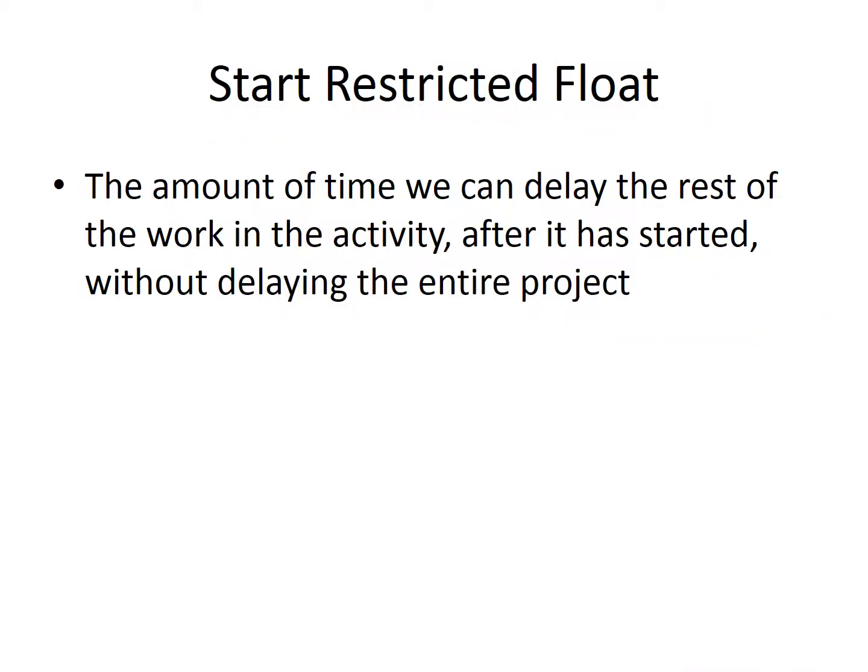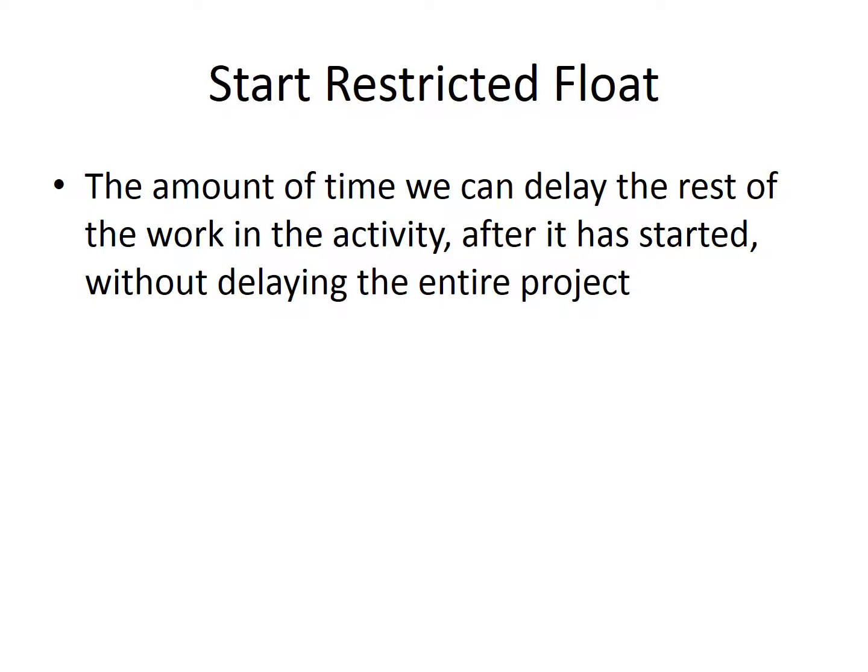We haven't discussed different types of float up until now. Up until now, we've basically been talking about total float, and with a precedence network, we start getting into other types of float. For example, start restricted float. It's the amount of time we can delay the rest of the work in the activity after it has started without delaying the entire project.